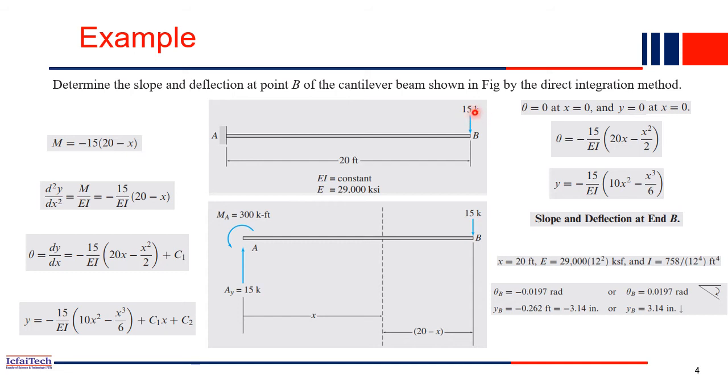Anyway, 15 k is acting at the tip of this cantilever beam, and the total length of the beam is given to us as 20 feet. EI value is also given to us. EI is constant. E value is also given as 29,000 ksi, right? So this is our beam.